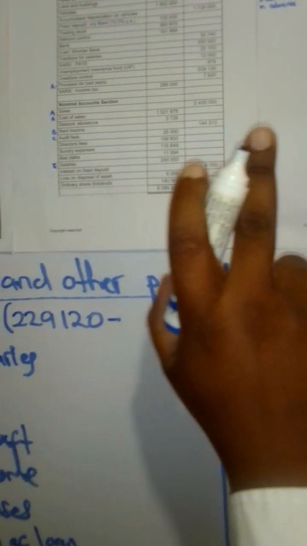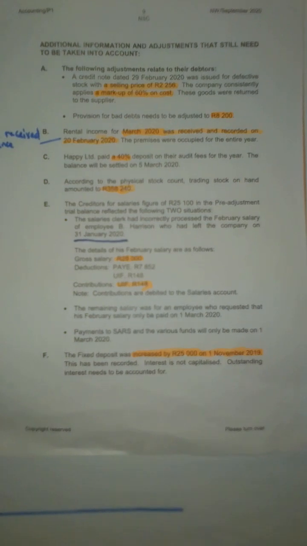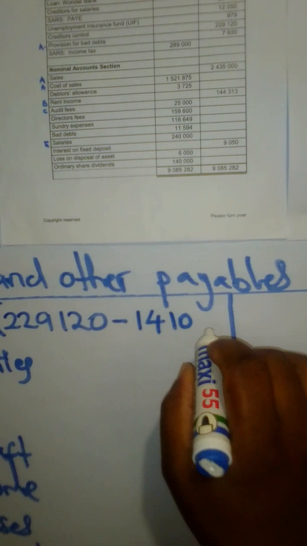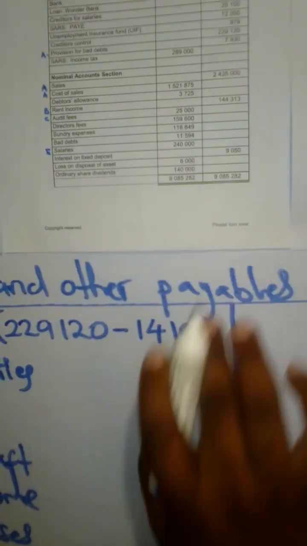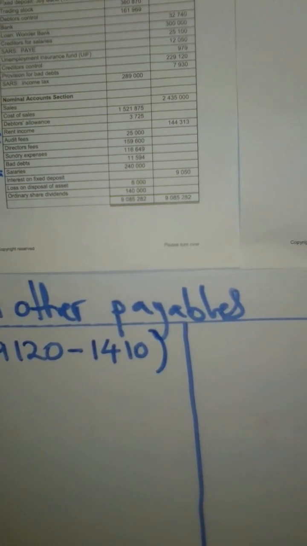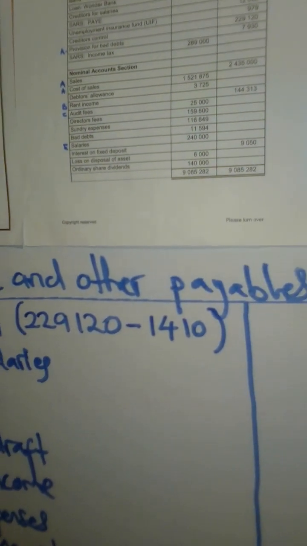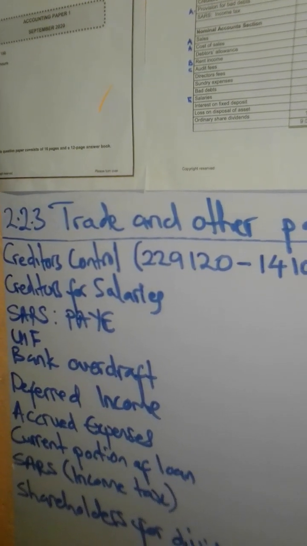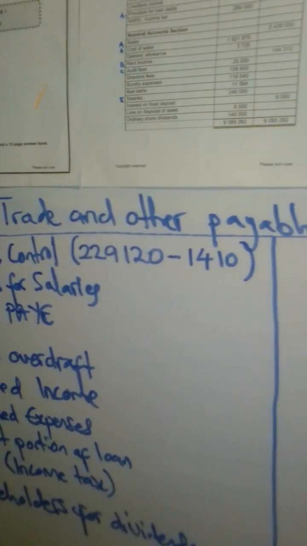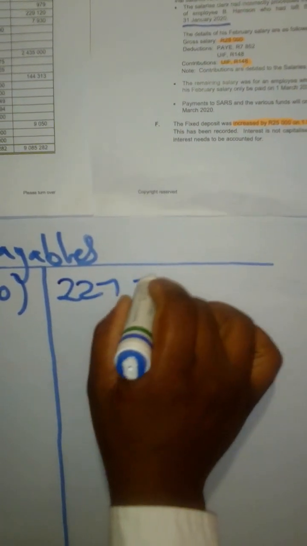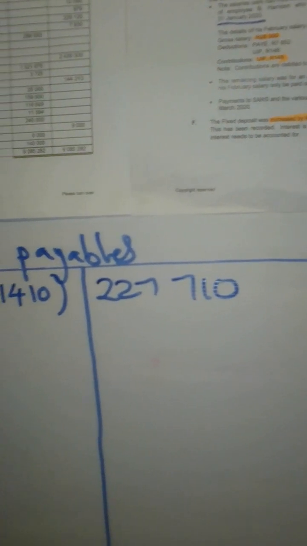If you look again at that adjustment, you will see that under cost of sales we had an adjustment of 1,410. Because of that adjustment, our cost of sales was reduced by 1,410. So you must not forget to look at that video. Now let's see how much our total is going to be. It becomes 227,710. That is the creditors control.